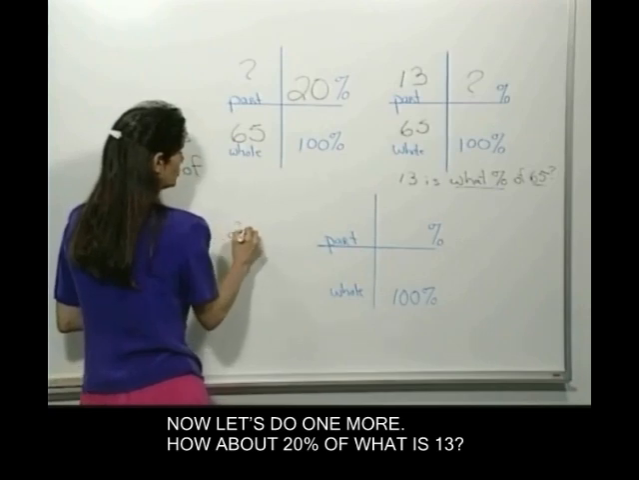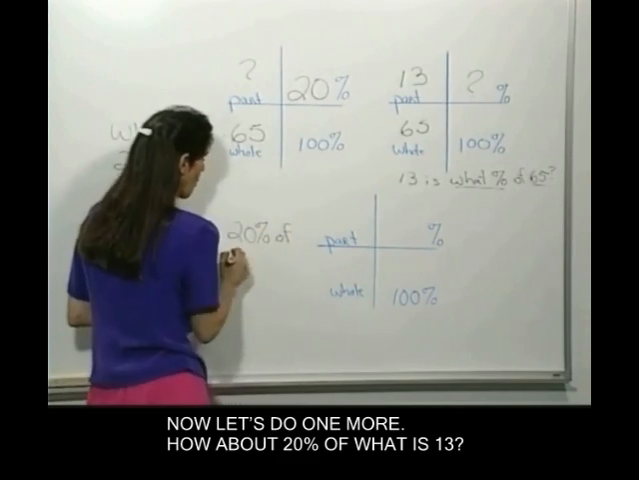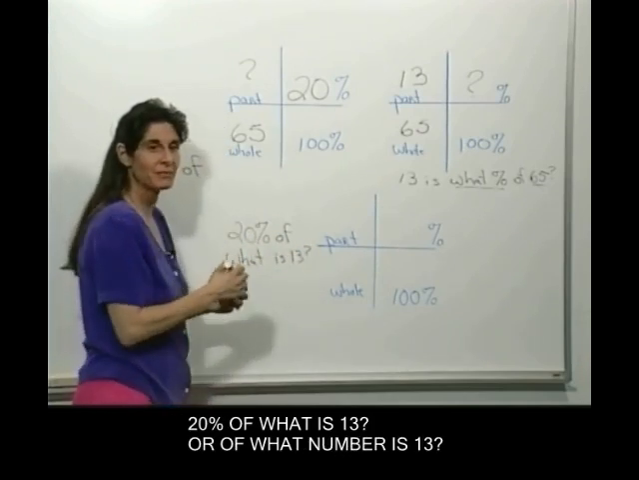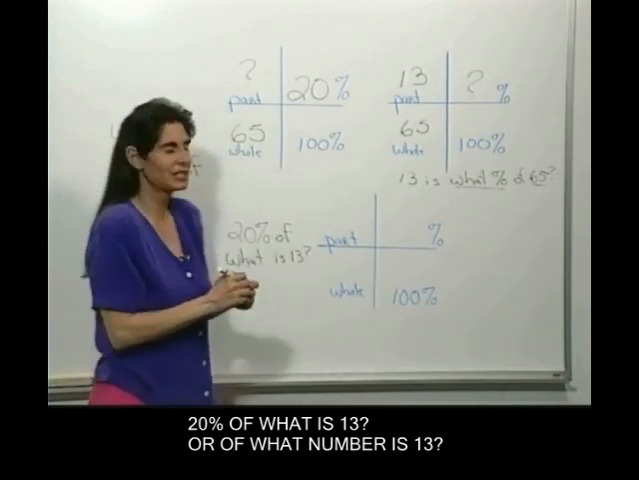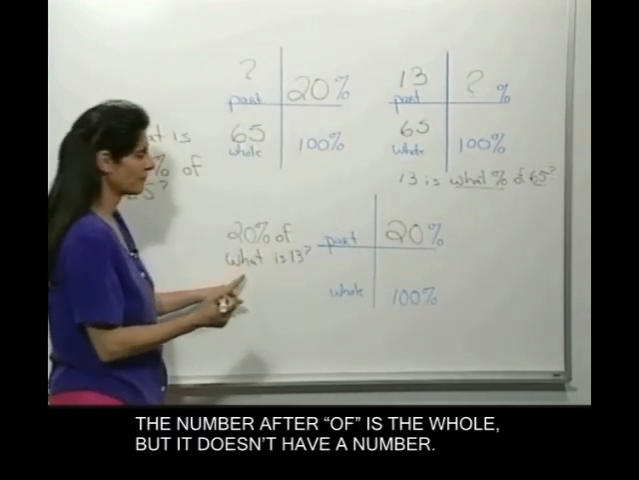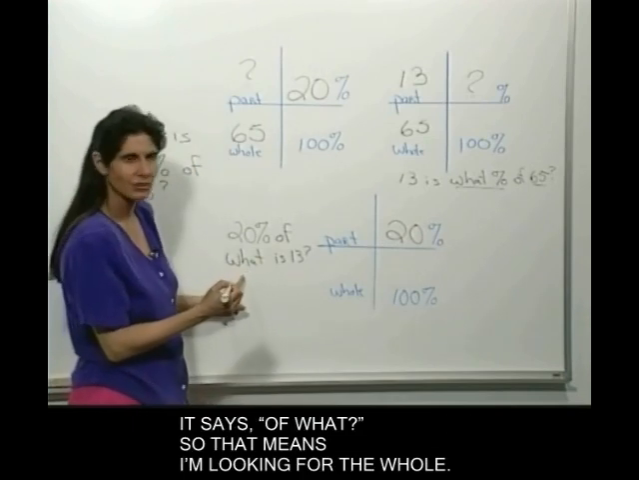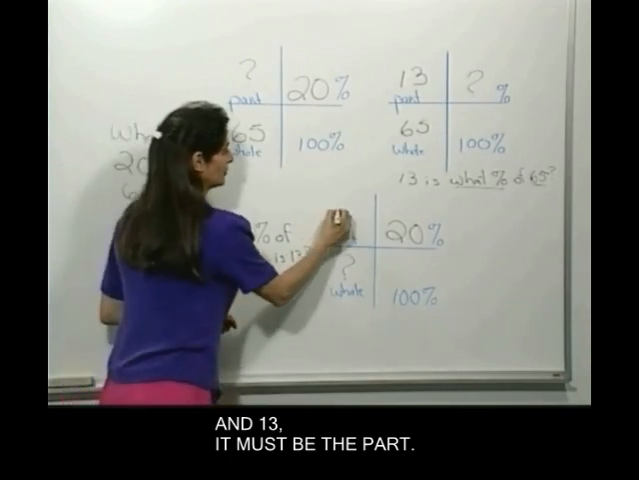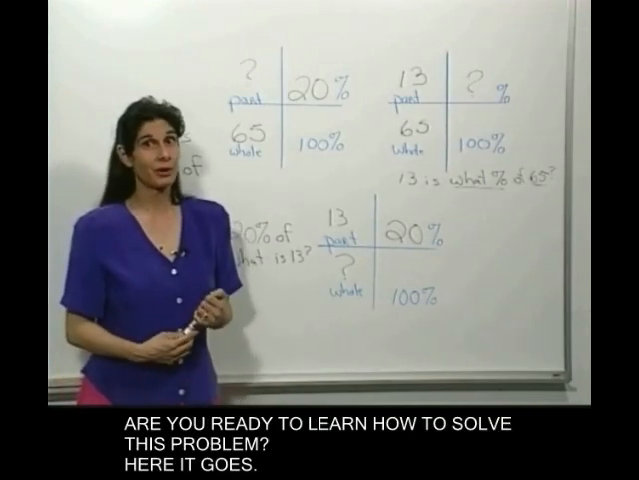How about 20% of what is 13, or of what number is 13? So 20% will go where the percent sign is. The number after of is the whole, but it doesn't have a number. It says of what? So that means I'm looking for the whole. And 13, it must be the part. Are you ready to learn how to solve this problem?